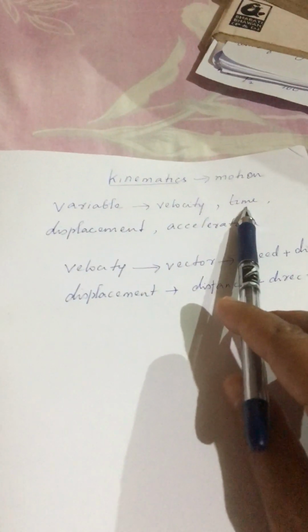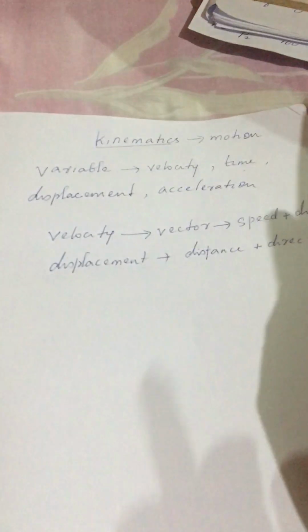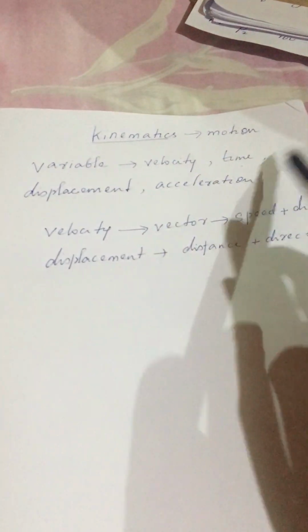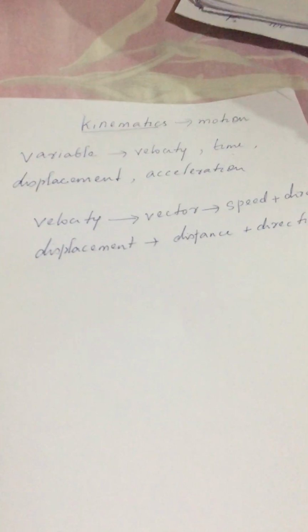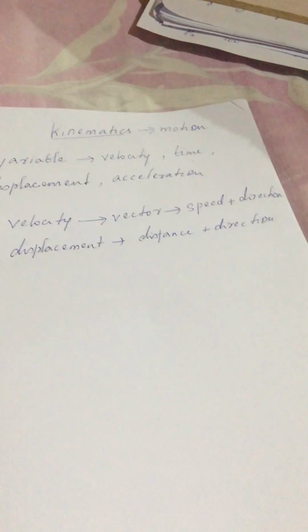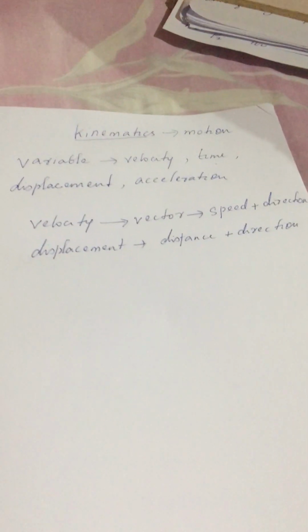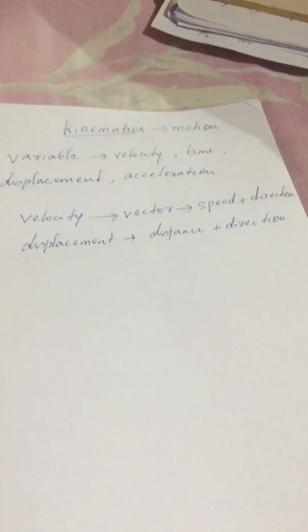Now coming to time. For time, no direction is involved. So time is a scalar quantity. So we have two kinds of quantities, scalar quantity and vector quantity.